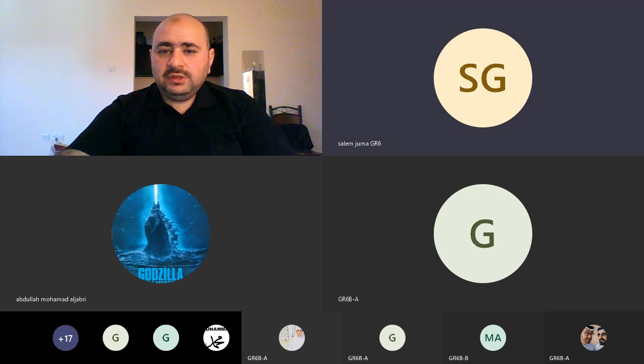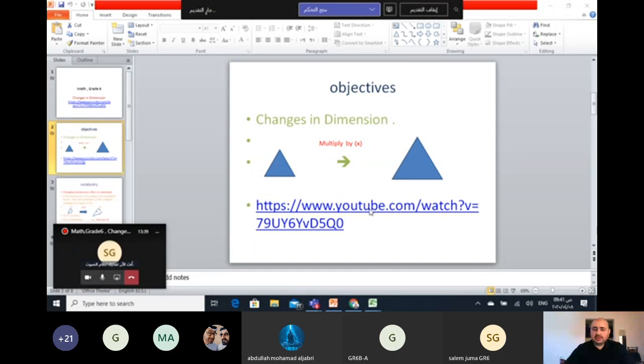So what's the meaning of dimension? Dimension means length, width, height. This is the meaning of dimensions. So change in dimensions means we have a change in the length or in the width or in the height.